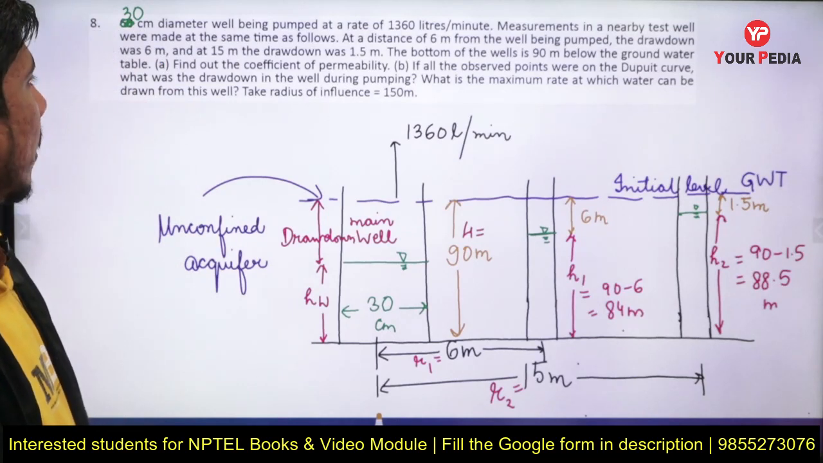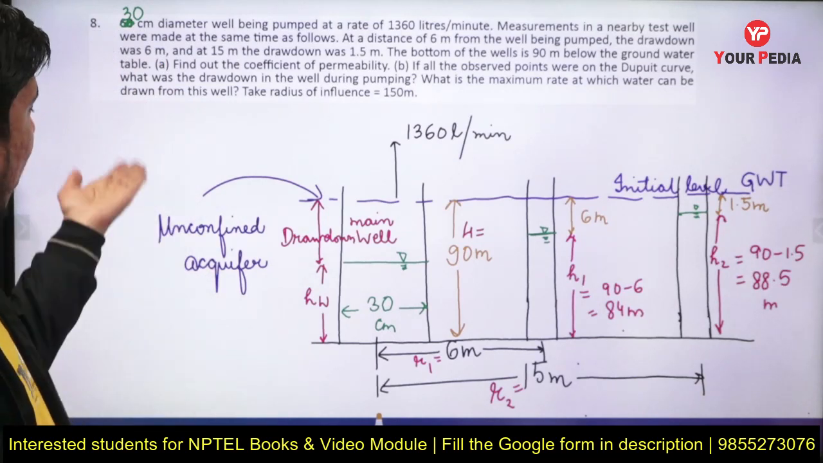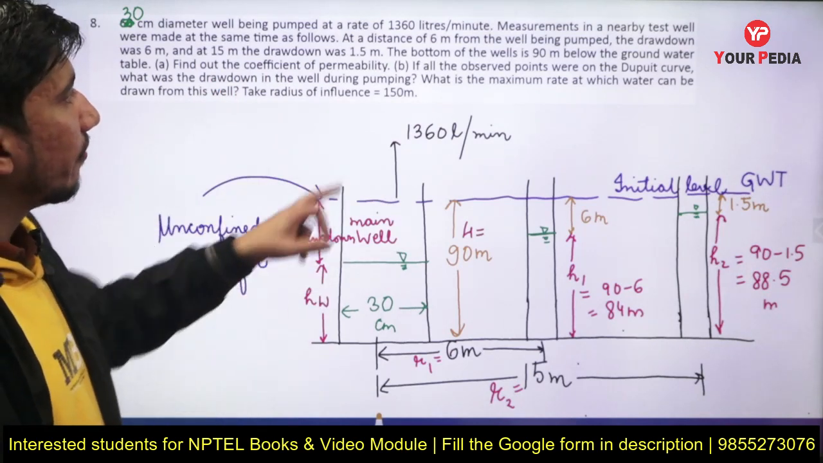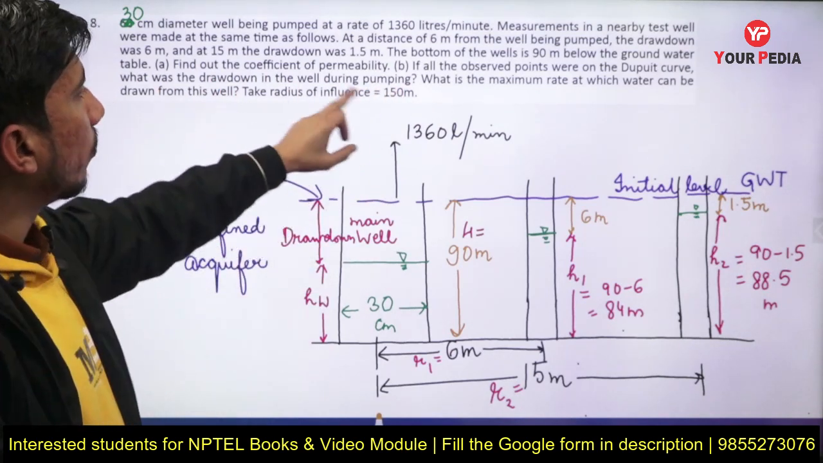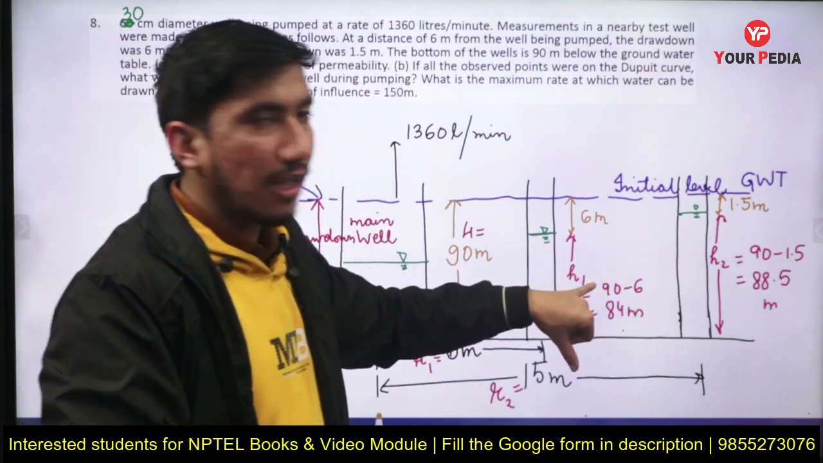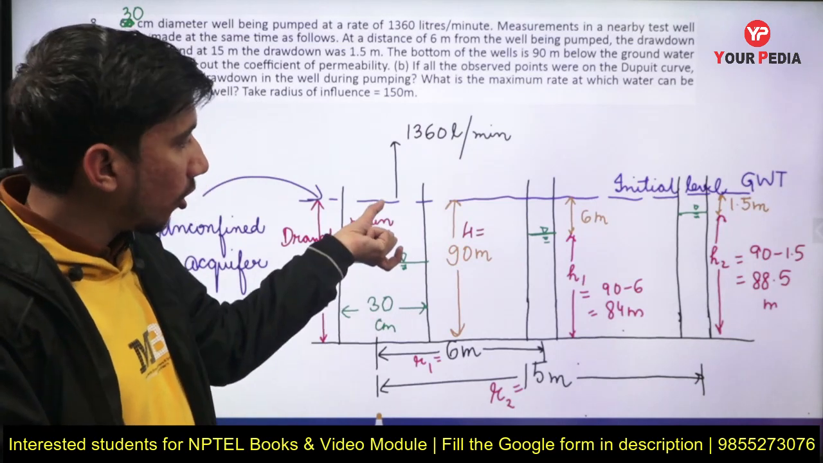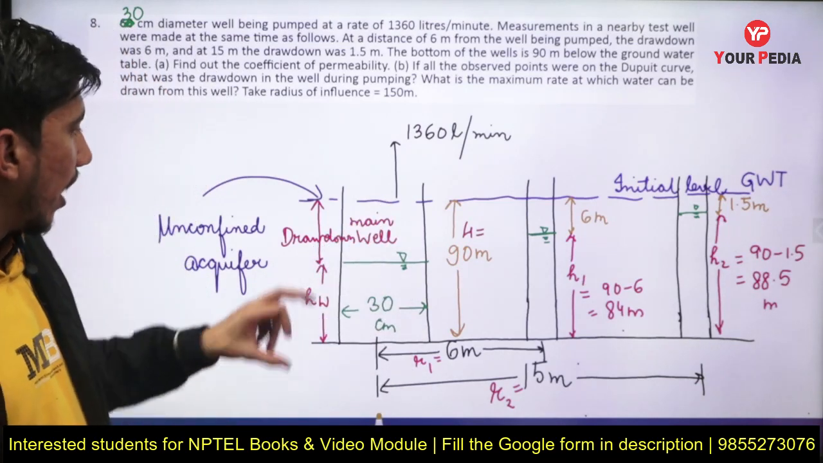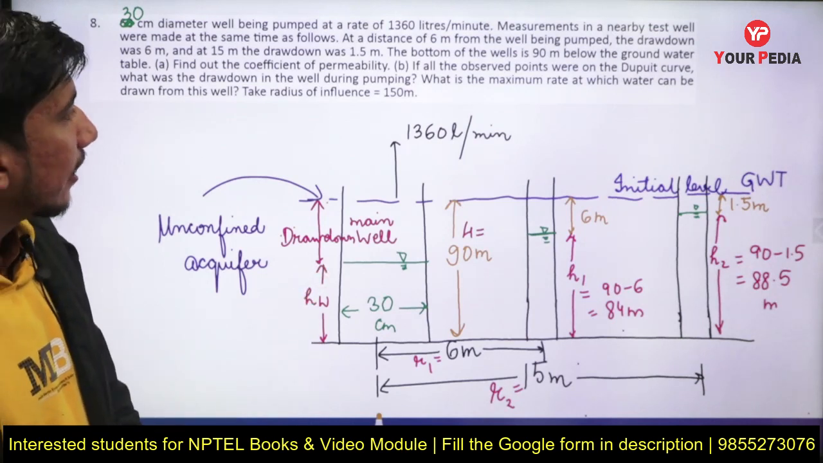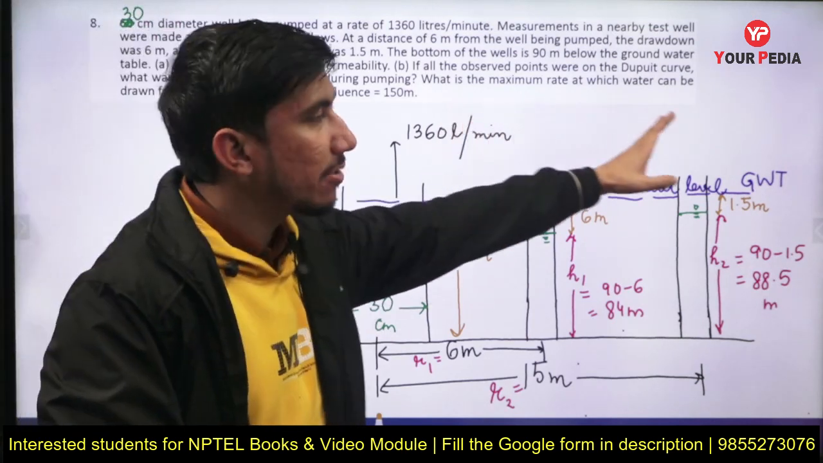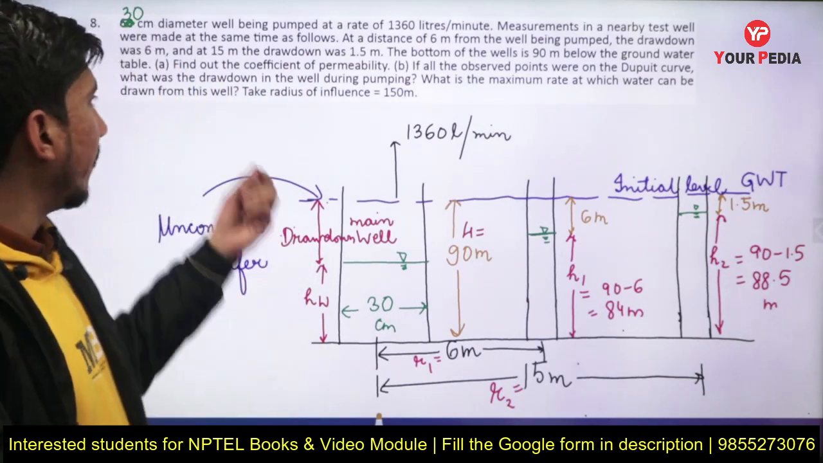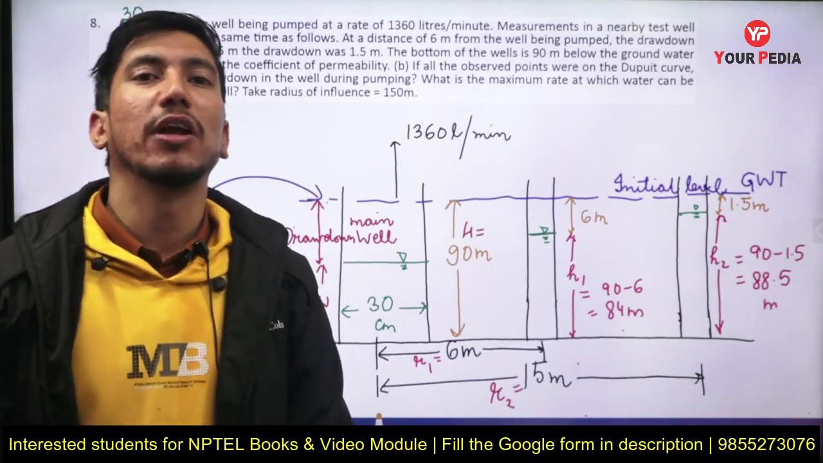Okay. Now the next thing, we have to find the coefficient of permeability, first thing. Second thing, we have to find the drawdown in the main well due to pumping. Drawdown in these wells is already given, but how much drawdown occurred in the main well, that we need to find out. Okay, this is the drawdown and this is the HW value. And the third thing that we need to find is what is the maximum rate at which water can be pumped out of this particular aquifer, and we have to take the radius of influence as 150 meters.